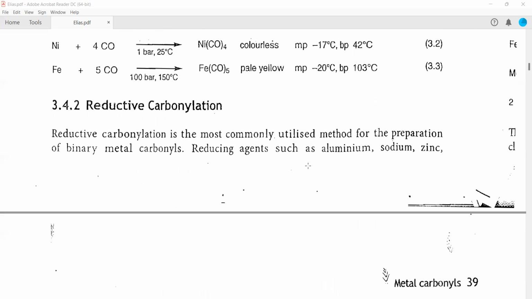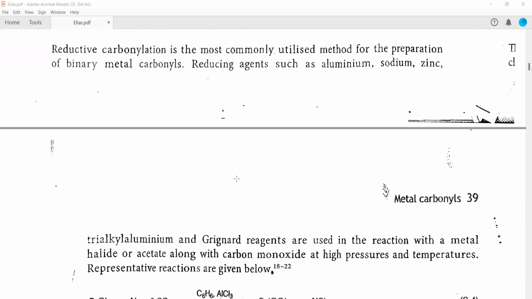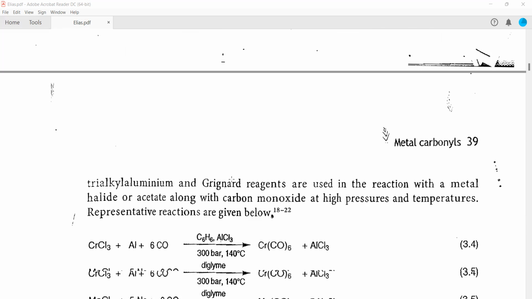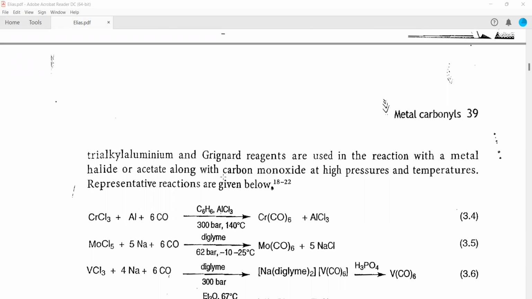Now, reducing agents such as aluminum, sodium, zinc, trialkyl aluminum, and Grignard reagents are used in the reaction with a metal halide or an acetate along with carbon monoxide at high pressures and temperatures. Because here you need to change the oxidation state, you need high pressure and temperature conditions.